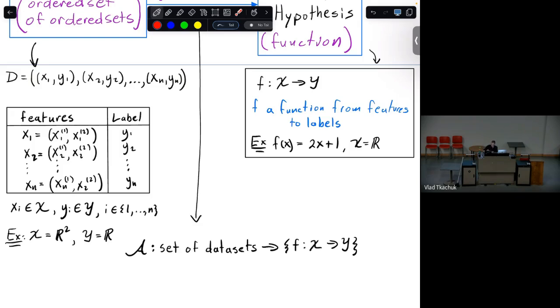So now I'm going to define exactly what a set of data sets looks like, right? So I need to explain what kind of set this D belongs to. And what it's going to belong to is something that will probably be a little cryptic at the beginning, but we will define it.